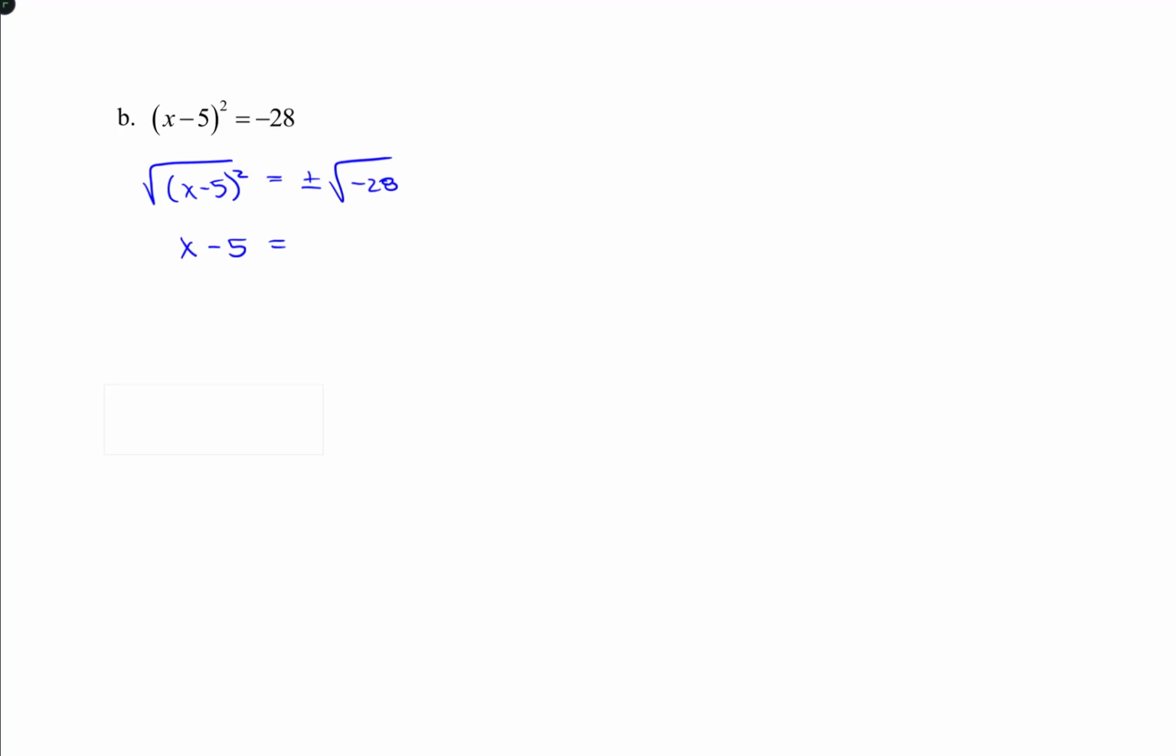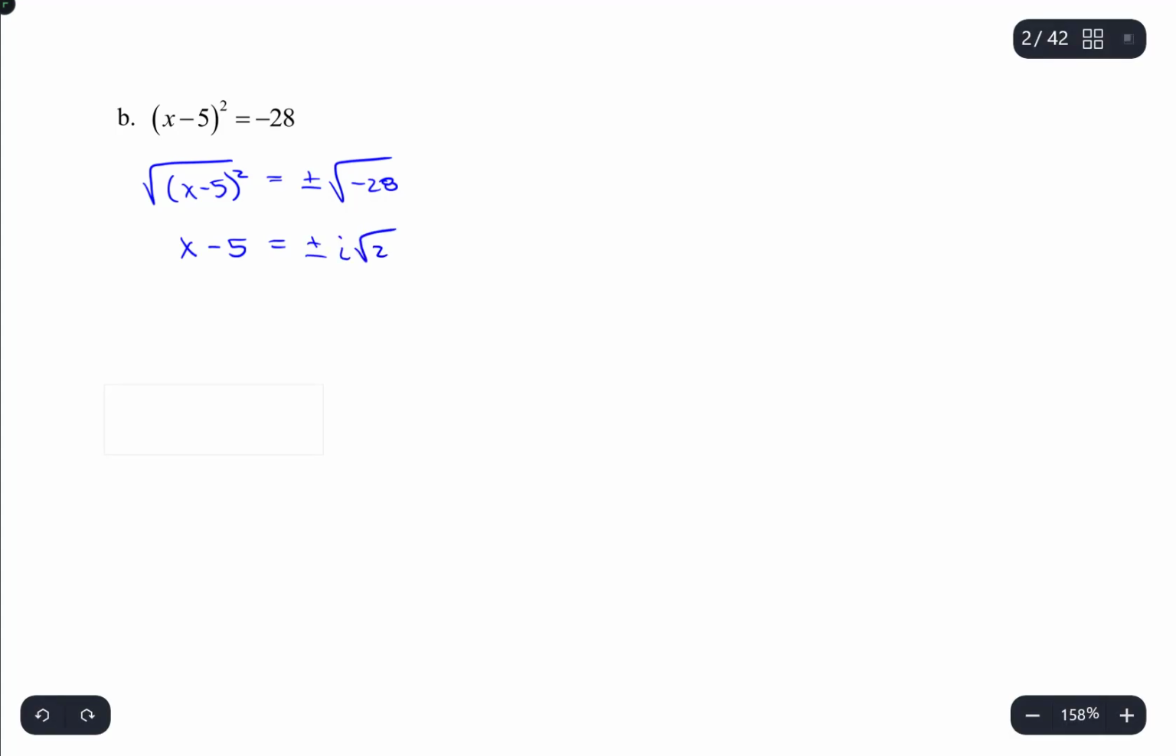Now, if we were not considering complex values as potential solutions, then we'd basically be done here because the square root of a negative number is not technically defined in the real numbers. But in this case, we are considering the possibility of complex solutions. So we will allow the negative underneath the square root to be pulled out as i. So initially, this is going to be i square root of 28. And then what I'm going to do to get x by itself is add 5 to both sides.